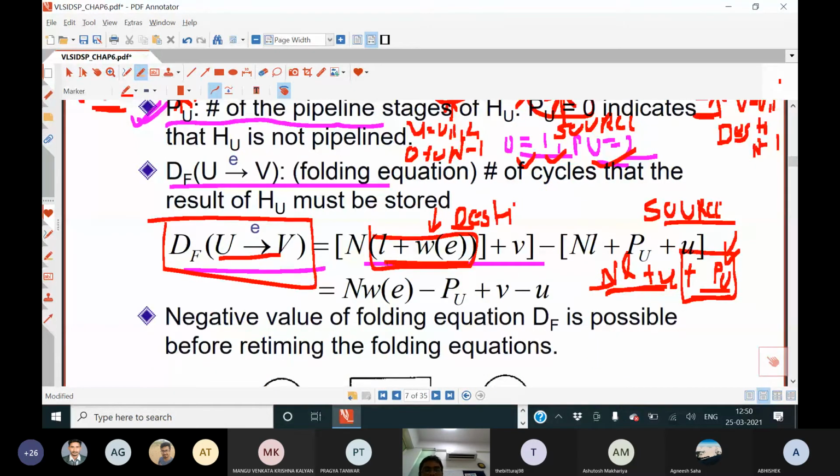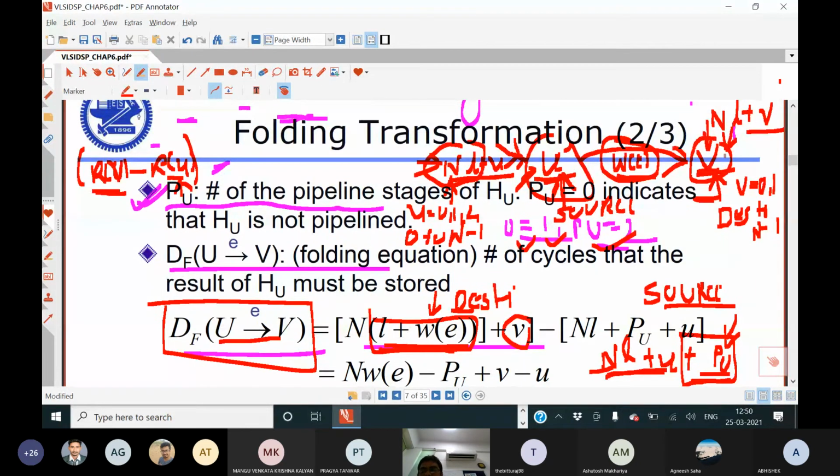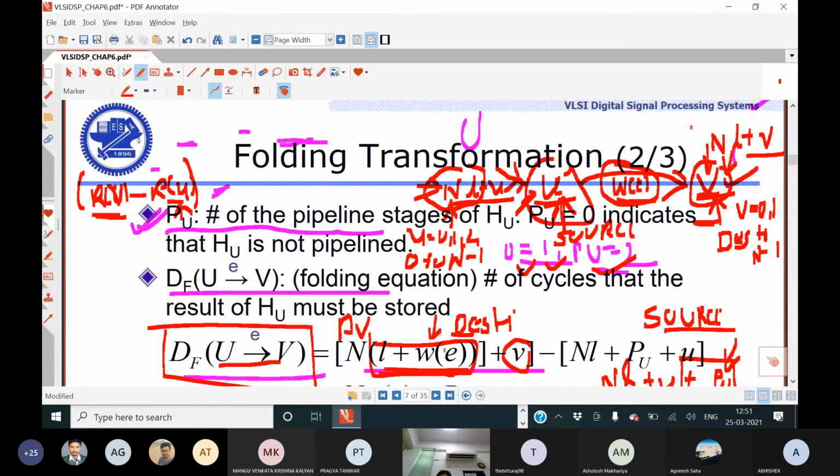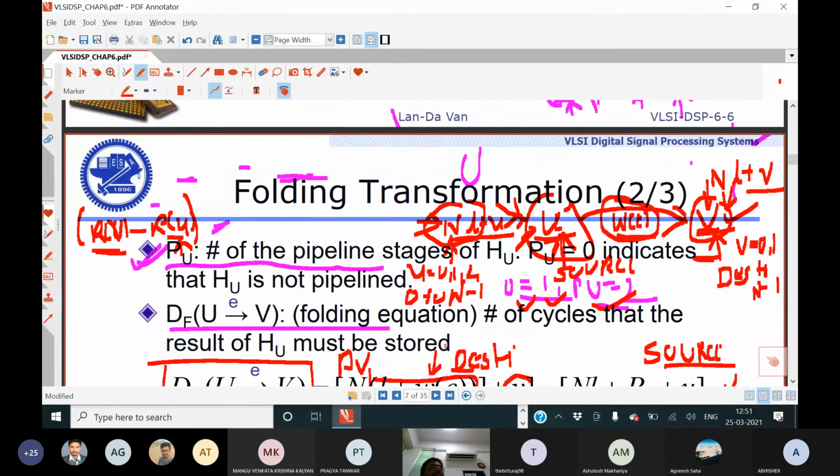So that's why here it is NL plus W, and V is the instance at which V starts the execution. So for a destination node V, it is NL plus WE plus V minus, for a source node, NL plus U plus PU. Now there is no need to know about PV because we don't require it.